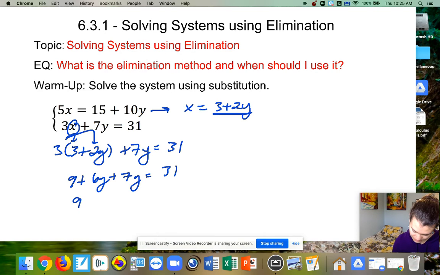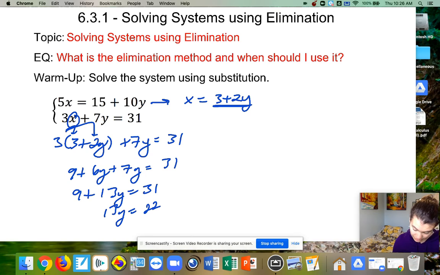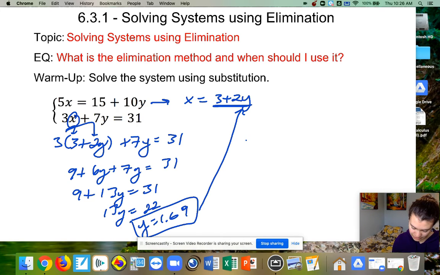Combine like terms, 9 plus 13y equals 31. Subtract 9, 13y will equal 22. And then here you can divide by 13 and you're going to get a decimal, and that's okay. So we get y equals 1.69, and we want to plug that back in up here. So x equals 3 plus 2 times 1.69. Type that into your calculator and you get 6.38 for x.